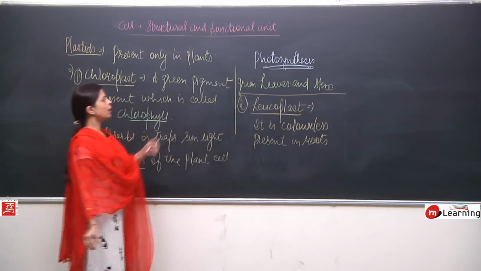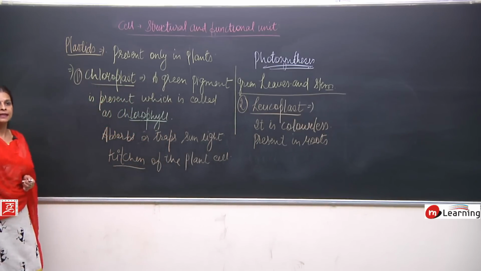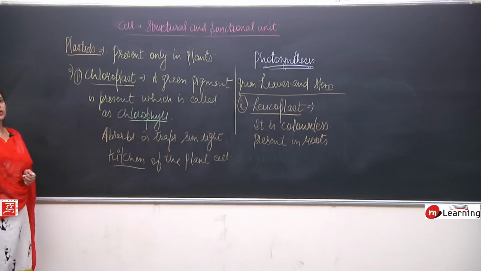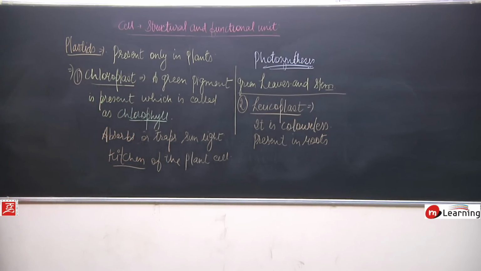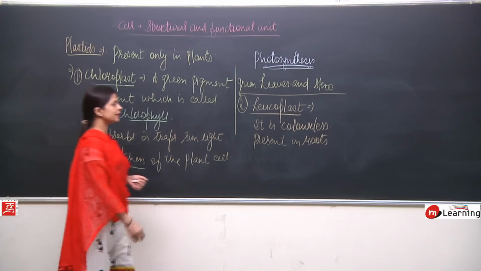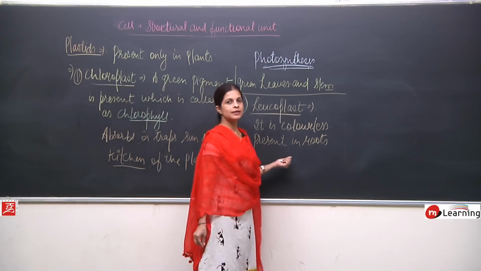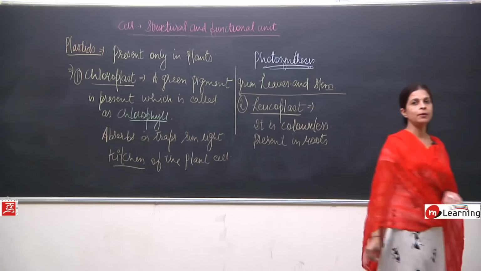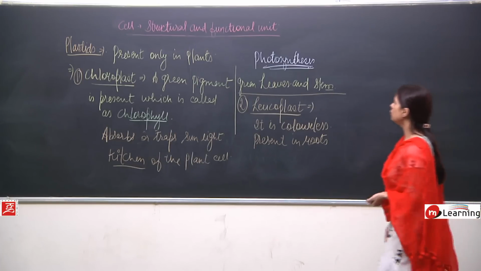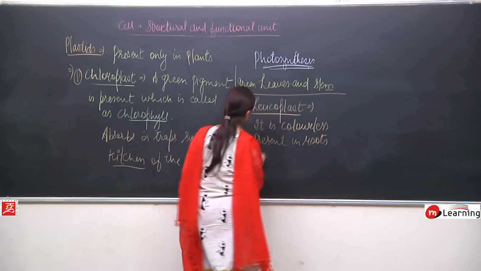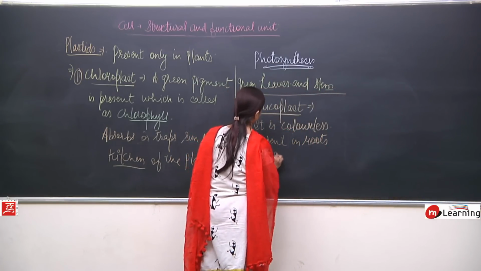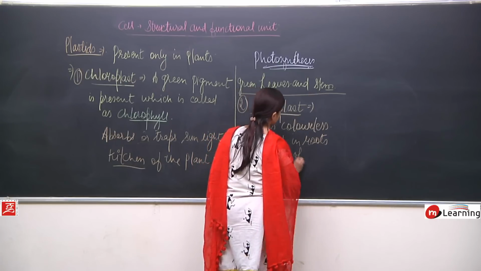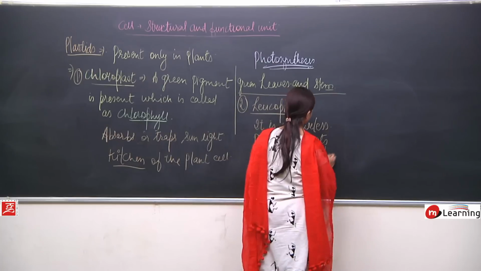We are talking about the second type of plastid, which is leucoplast, and it is present in the roots. It is a colorless structure. Now what is the function over here? The main function of leucoplast is storage of the food.